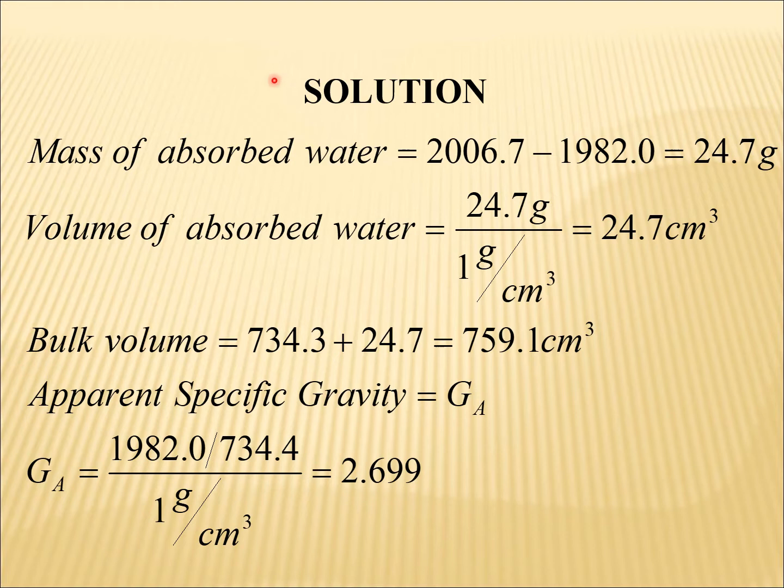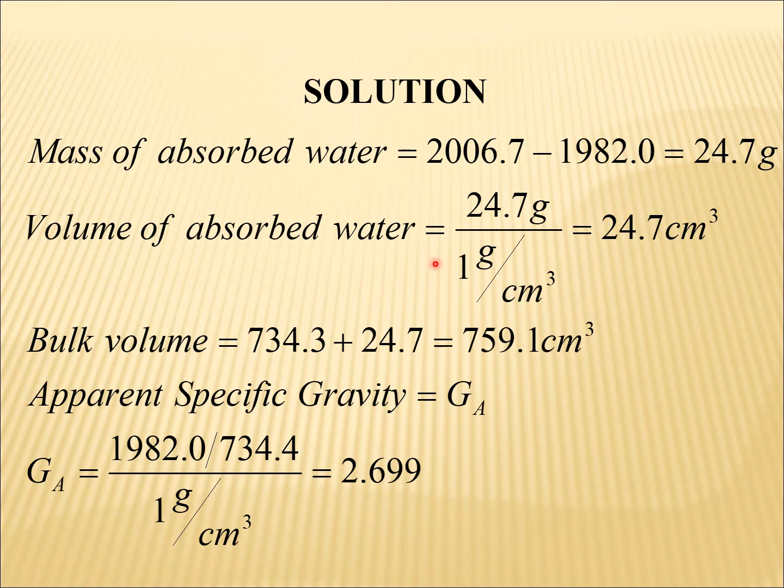Now look at the solution. Obviously, from the given information, the mass of absorbed water is 2006.7 minus 1982, which comes to 24.7 grams. Now the volume of the absorbed water can be determined by 24.7 divided by 1, which is the density of water. So basically we have used the formula of density here.